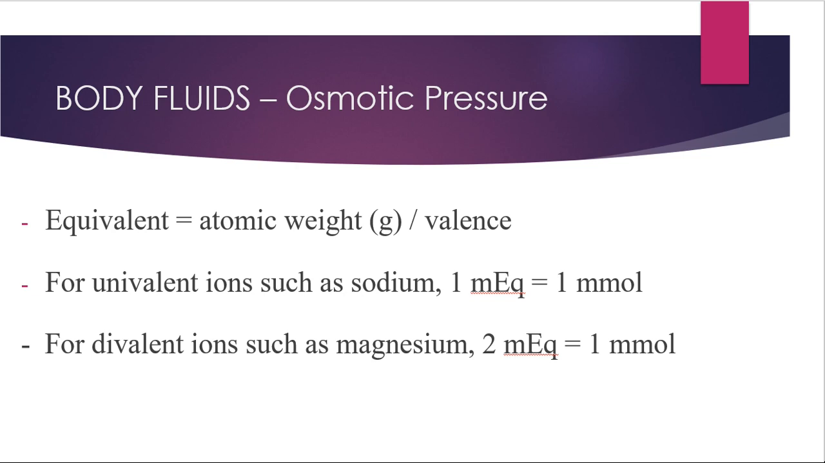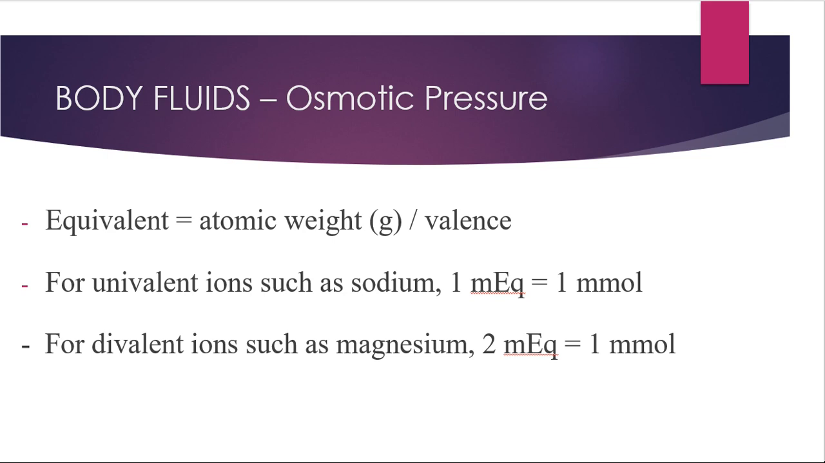Suppose the equivalent of the sodium ion would be like atomic weight in grams divided by the valency of the sodium. And as you already know, sodium as well as potassium are univalent ions. We can write them as Na+ and K+. So 1 milliequivalent of sodium is equal to 1 millimole. Remember this. Whereas for divalent ions like magnesium, written as Mg2+, 2 milliequivalents will be equal to 1 millimole.